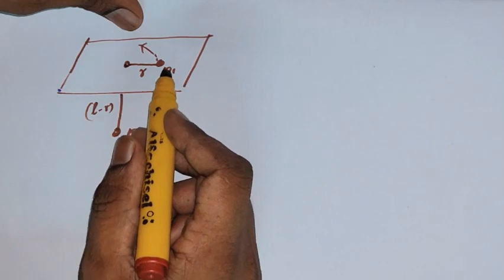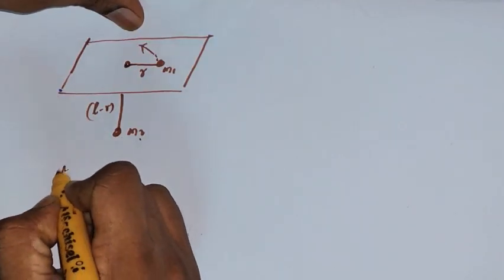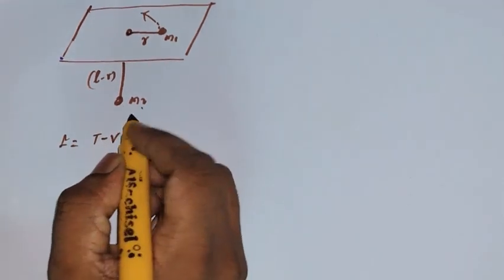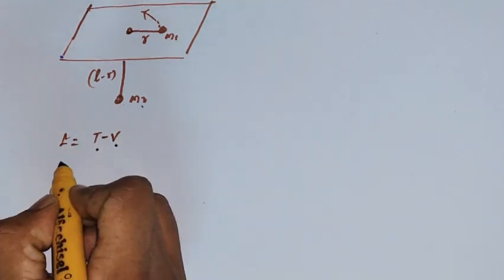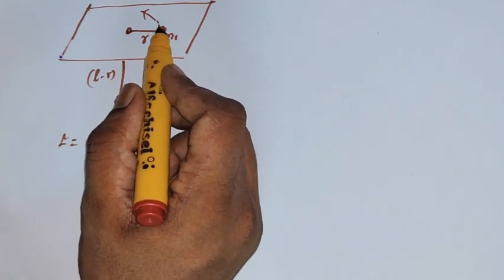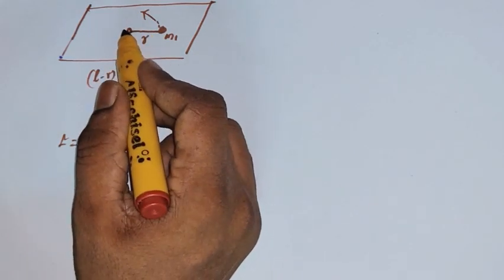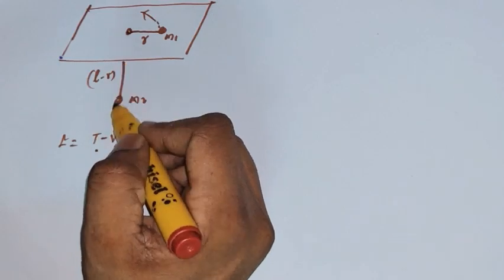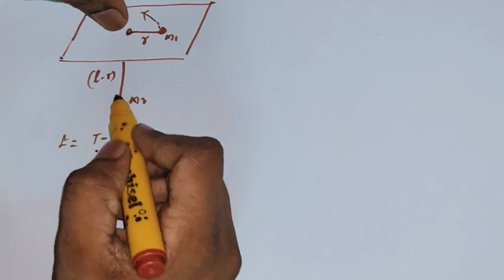First we need to find the Lagrangian for the system. The Lagrangian is represented by kinetic energy minus potential energy. We need to find T of the system and V of the system. The kinetic energy is due to the motion of m1 along the radial direction as well as the angular direction, the rotational kinetic energy. Then there is the kinetic energy of the mass m2, which moves vertically up and down, depending on the coordinate as well as the velocity.